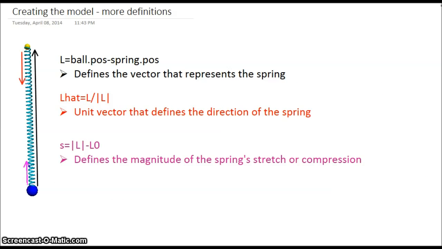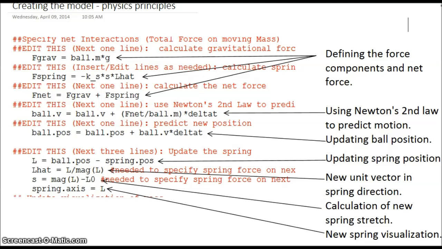With this information, I was able to set definitions in the program in Python for the length of the spring, the unit vector defining the direction of the spring, and S, the magnitude of the spring's stretch or compression. With all this prepared, it's now possible to write a while loop that calculates the forces acting on the mass, the force of gravity and the force of the spring, and to use Newton's second law to predict the motion of the mass. It's then necessary to update the spring's position, calculate the new unit vector in the spring's direction, and the new spring stretch.